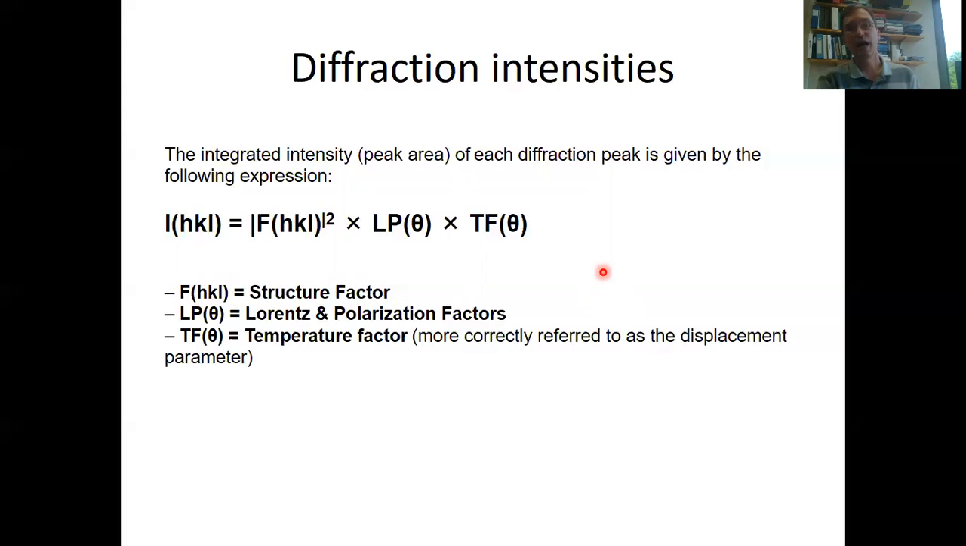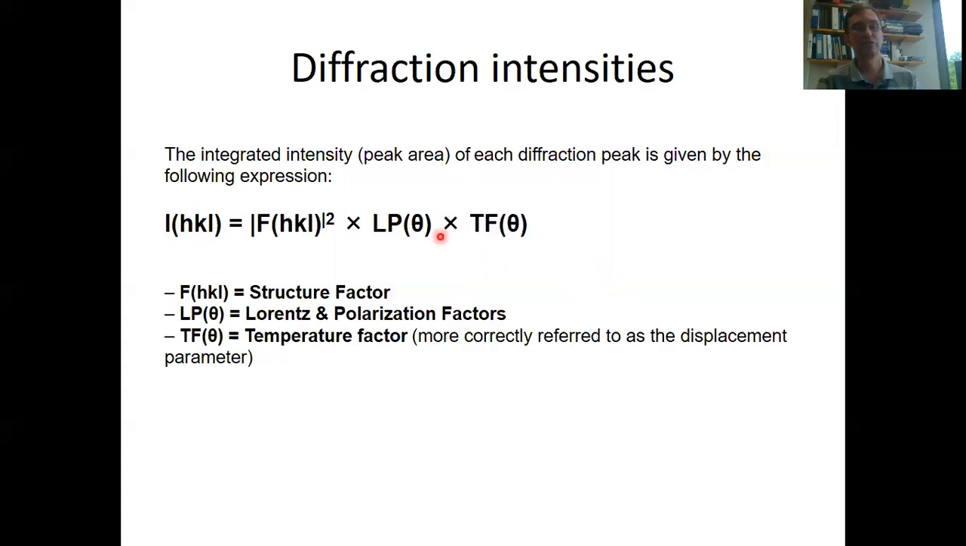So in order to derive the absolute atom positions within the unit cell, we must now look at the intensity of our diffracted X-rays. Not only the 2 theta values are relevant, but also the intensities. Only with the help of the intensities can we determine the atom positions.